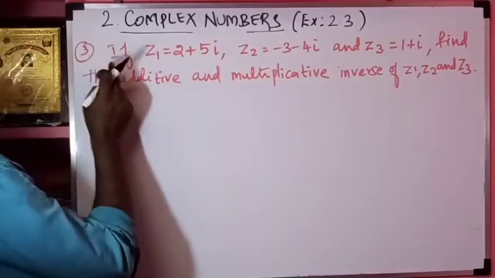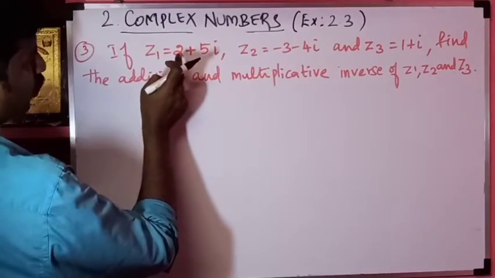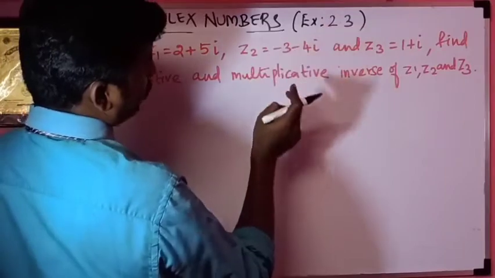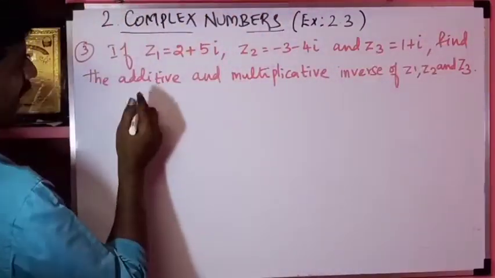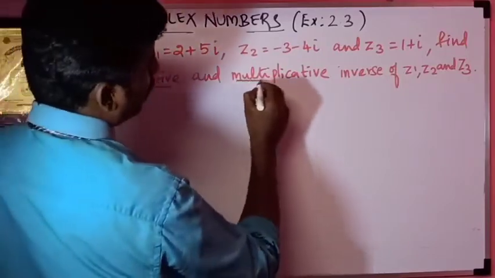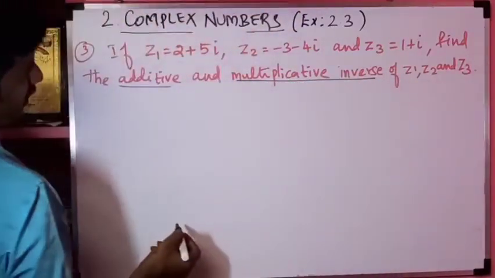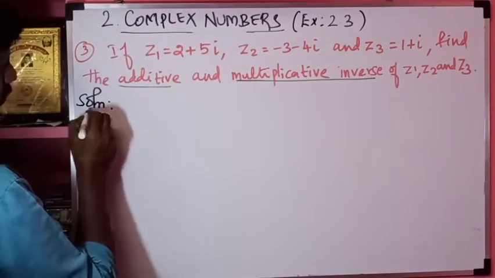See, the third question in exercise 2.3. If z1 is equal to 2 plus 5i, z2 is equal to minus 3 minus 4i, and z3 is equal to 1 plus i, find the additive and multiplicative inverse of z1, z2 and z3. This is a very interesting question and easy to follow.